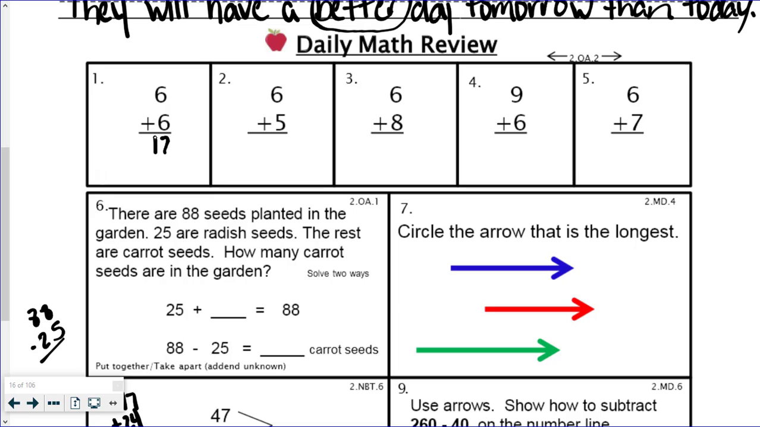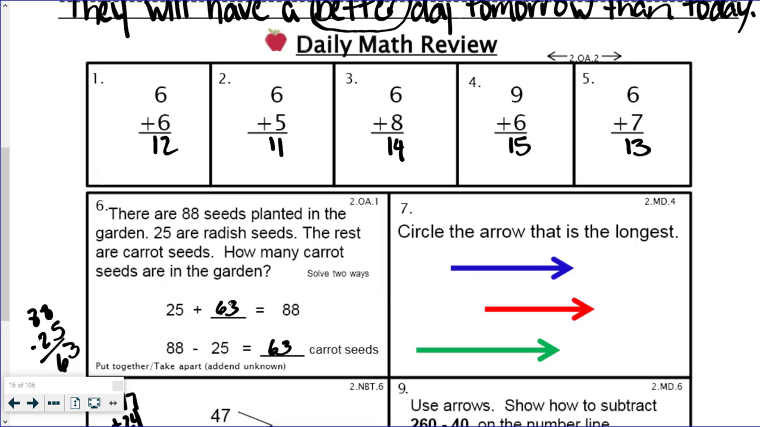6 plus 6 is 12. 6 plus 5 is 11. 6 plus 8 is 14. 9 plus 6 is 15. And 6 plus 7 is 13. Okay, so I explained this one, how we're going to find the difference in the number of seeds to figure out how many carrot seeds there are. So I'm going to work my problem. 8 minus 5 is 3. 8 tens minus 2 tens is 6 tens. So that means there's 63 carrot seeds. And we'll write 63 in that blank.